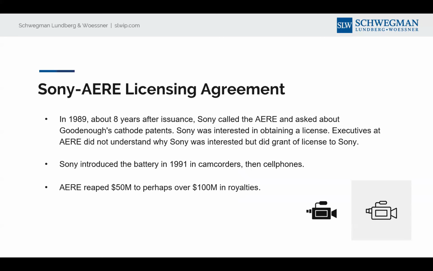Okay, so in 1989, about 8 years after issuance of the Goodenough patent, Sony called the AERE and asked about Goodenough's cathode patents. Sony was interested in obtaining a license. Executives at the AERE did not understand why Sony was interested, but did grant a license to Sony. Sony introduced the battery in 1991 in camcorders and then cell phones. AERE reaped at least $50 million and perhaps over $100 million in royalties. Next slide.